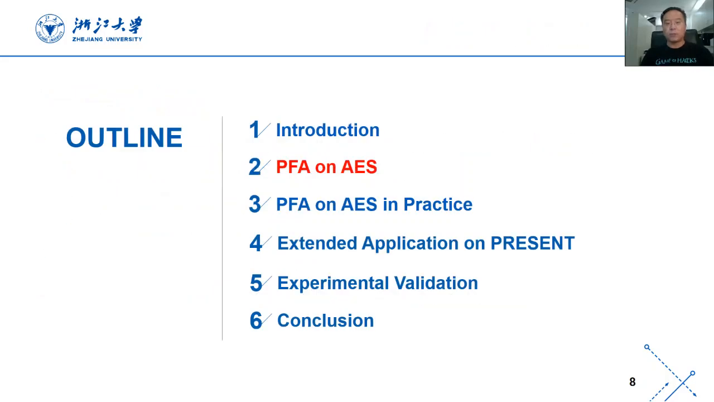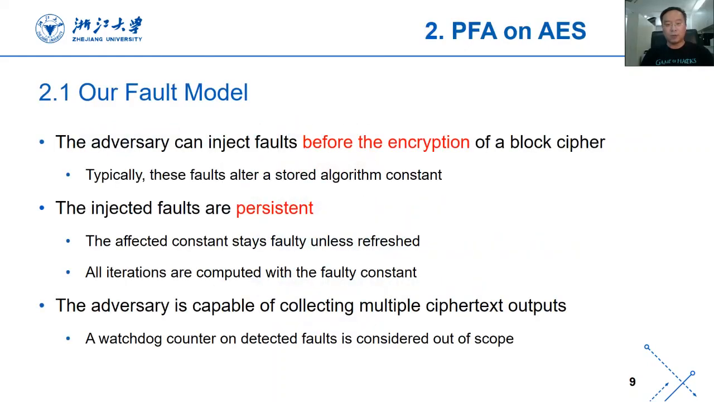So we go over the PFA on AES first. We re-emphasize the fault model first. We assume the adversary can inject faults before the encryption of a block cipher. He prepares an environment with the injected faults and then asks the victim to start the encryption. Second, the injected fault is persistent for multiple encryptions.